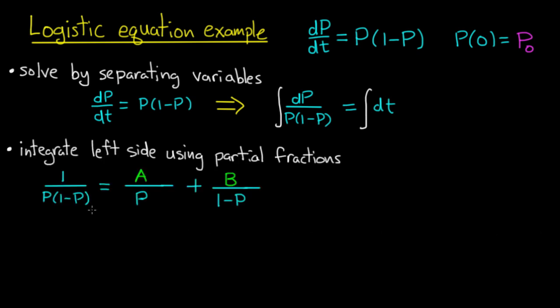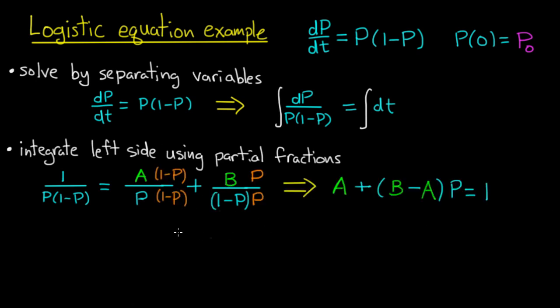Partial fractions works by looking at the integrand, which is 1 over p times (1 minus p). We assume that the integrand splits into a sum of two fractions, a over p plus b over (1 minus p). The goal is to figure out what a and b are. How would we do that? We find a common denominator. So we multiply the first fraction by (1 minus p) over (1 minus p), and the second fraction by p over p. Once we've done that, we have a common denominator.